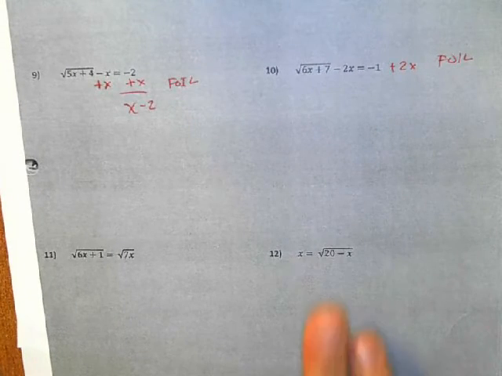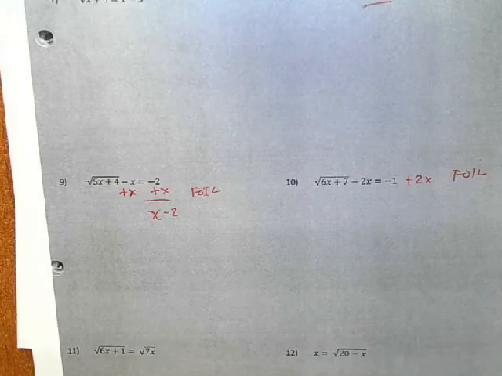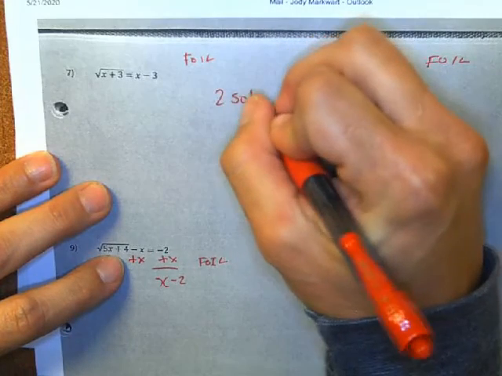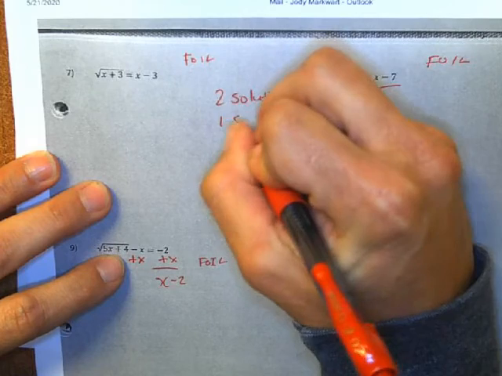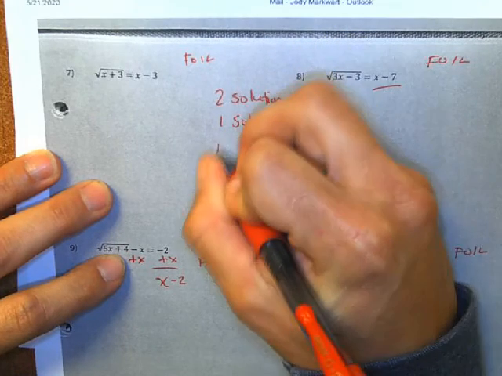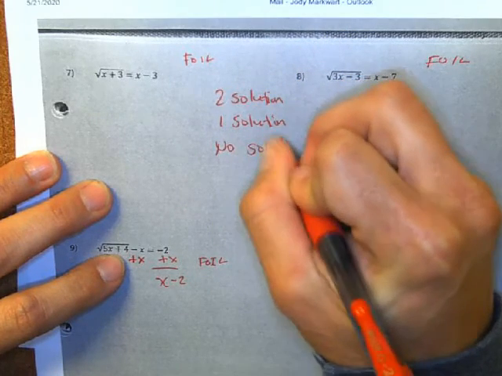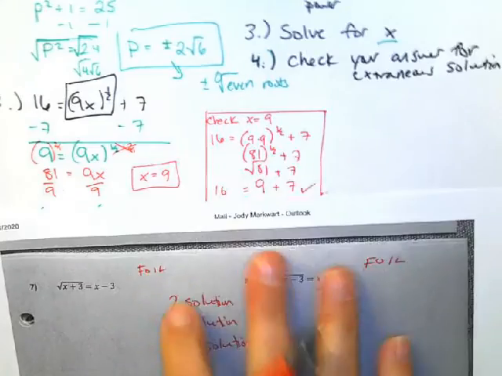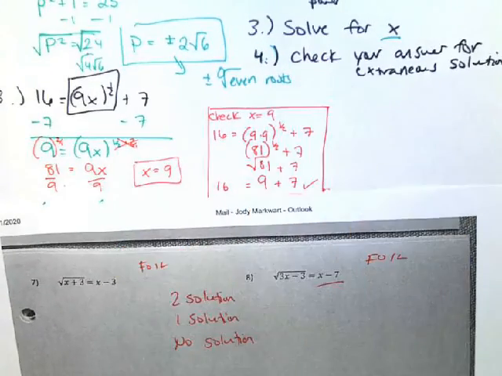But you are going to get a quadratic. So you're going to have some sort of quadratic answer. It's possible to get 2 solutions. It's possible to get 1 solution. It's possible to get no solution. You have to check. The only way to know is by doing step number 4, which is checking your answer.